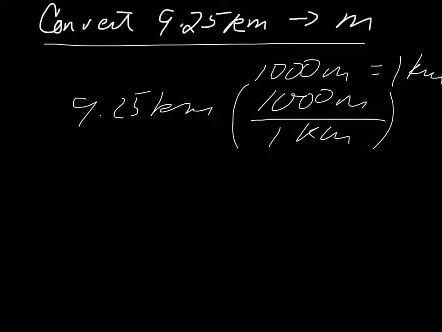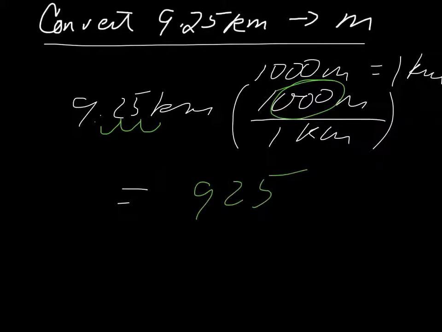That's always a trick. So this is easy. This works out really nicely, right? So what do we get? Got to move the decimal place 3 times, right? Because we have 3 zeros. So that would be 9,250 meters. You're left with meters.